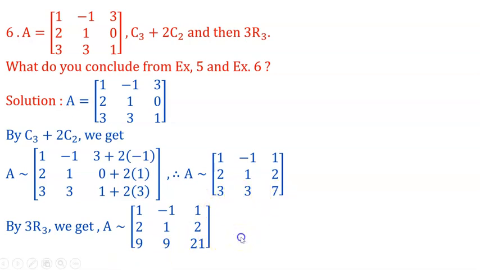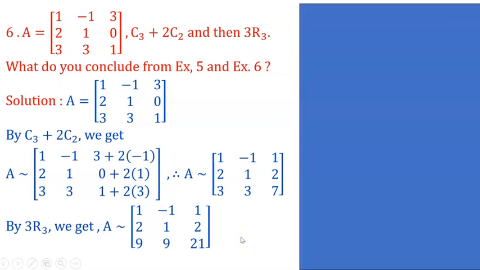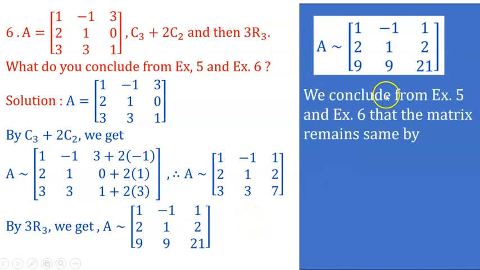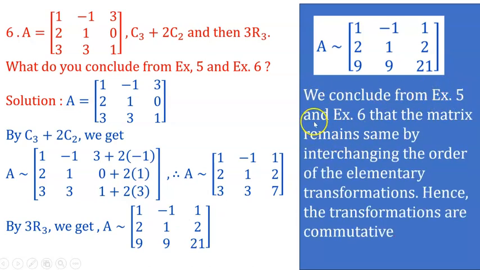Okay, now see this here in question number 5, this was the answer, and here in question number 6 this is the answer. Now we conclude from examples number 5 and 6 that the matrix remains the same by interchanging the order of elementary transformations. Hence, the transformations are commutative.